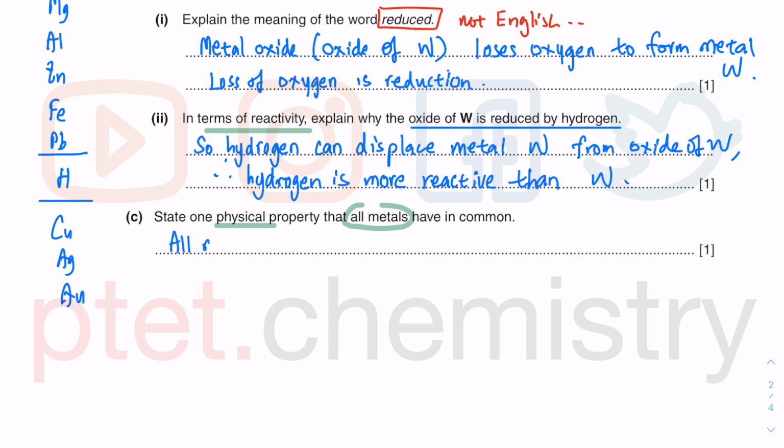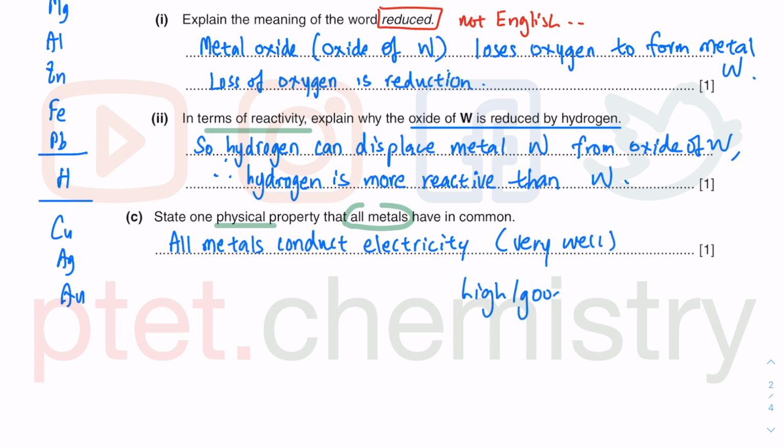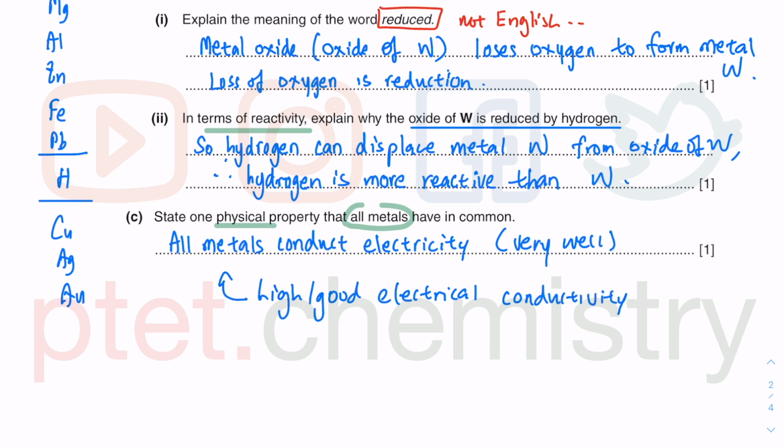Now, state one physical property all metals have in common. What you can think about is that all metals conduct electricity. All metals conduct electricity very well because they have high or good electrical conductivity. That is basically saying the exact same thing: high or good electrical conductivity is the same as saying that you conduct electricity very well.